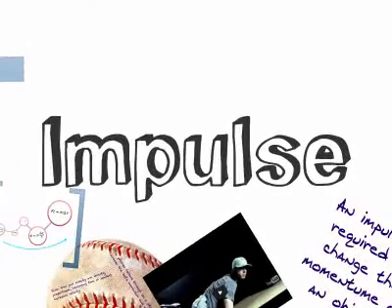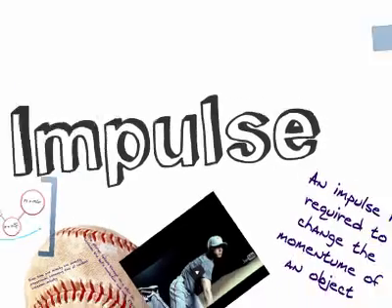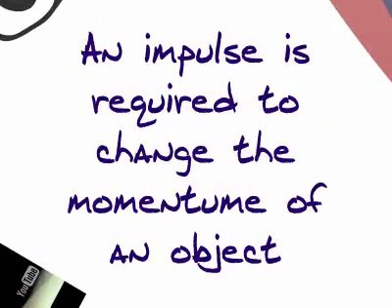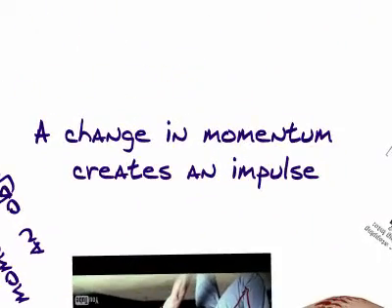Now, if these three equations made good sense, then you are ready for us to look at impulse. If they did not, please go back and review them, review your notes from today, or check out the video at the end of this video. An impulse is required to change the momentum of an object in order to either speed it up or slow it down or change its direction. Let's take a look at how we figure out what an impulse is, because we know that a change in momentum creates an impulse.